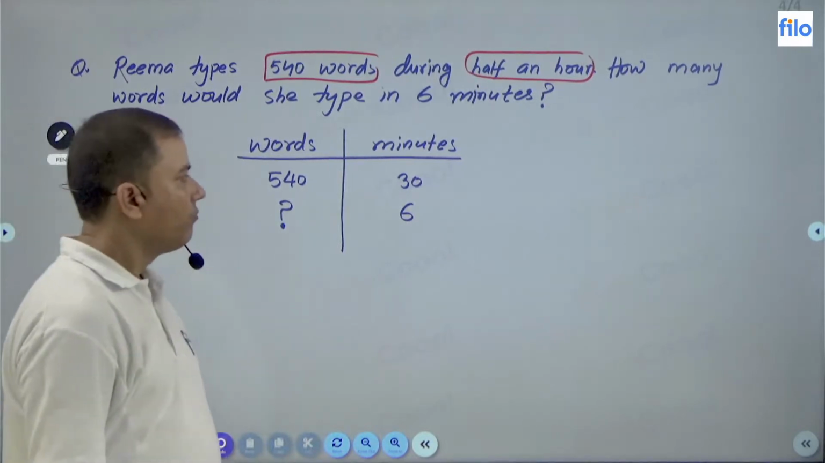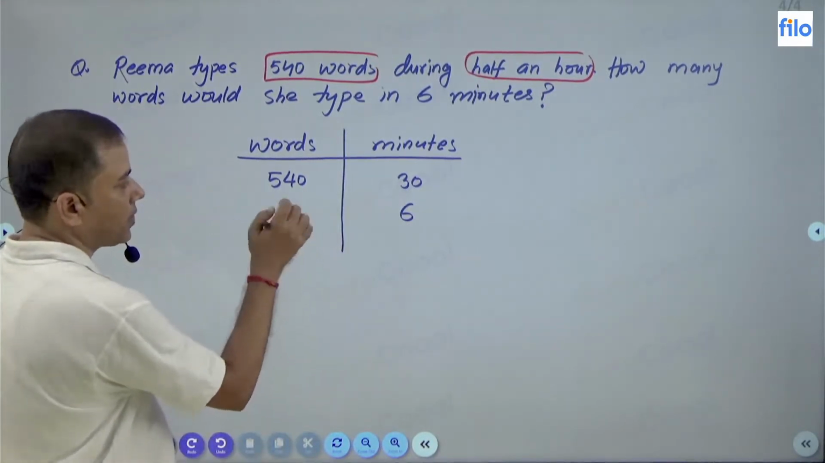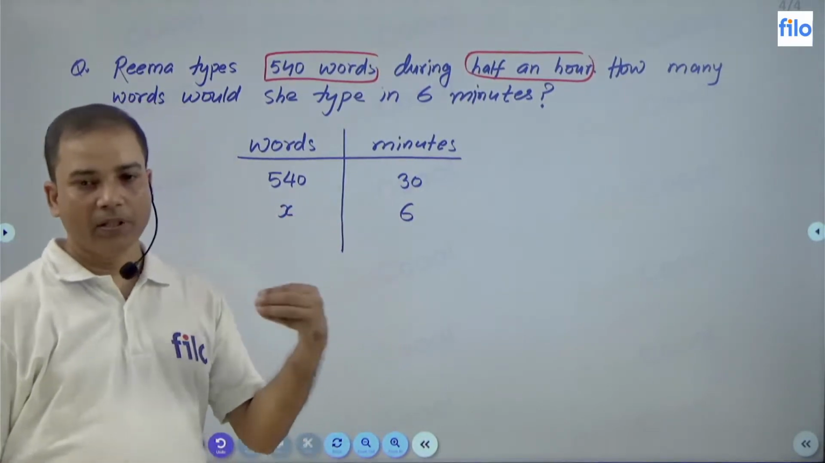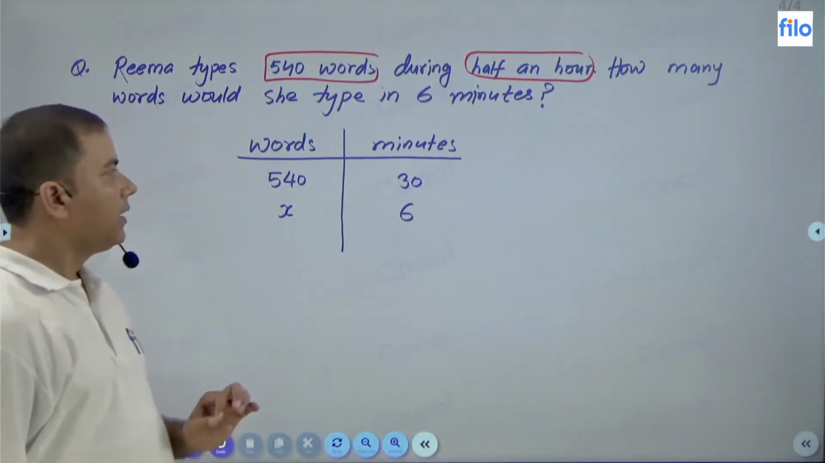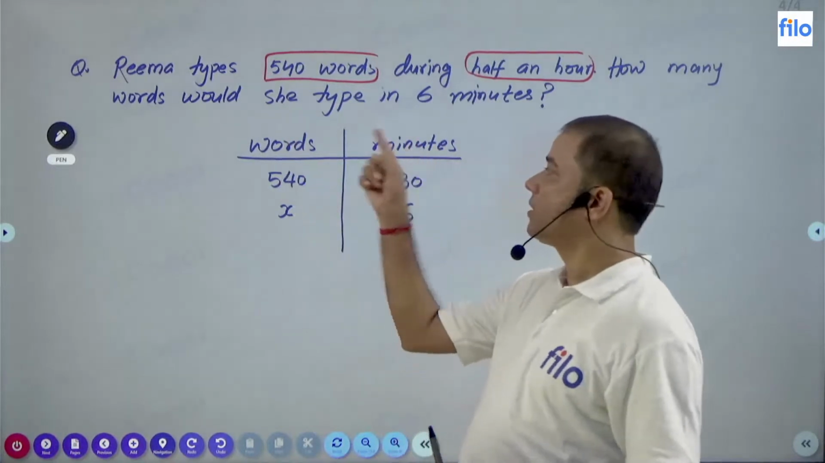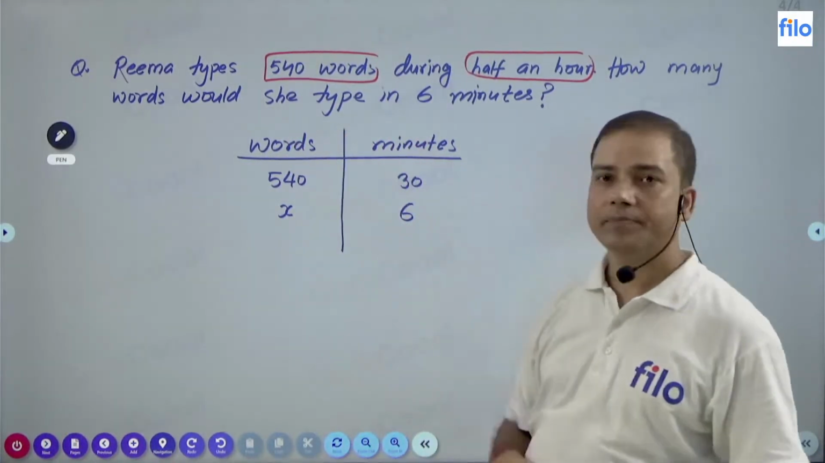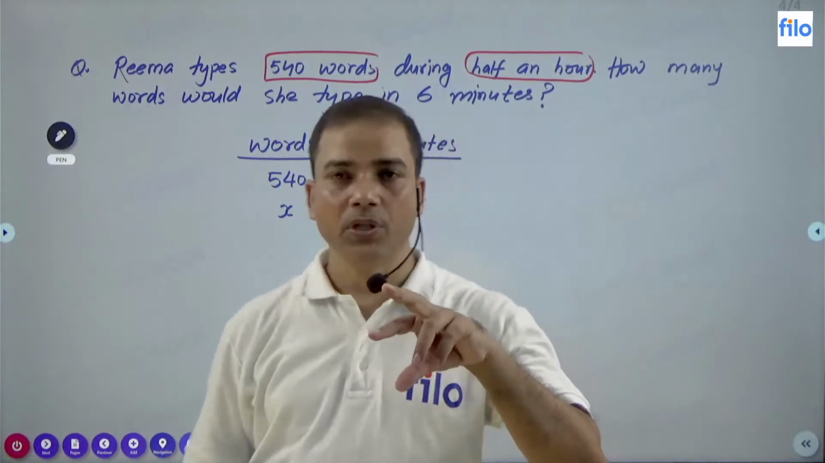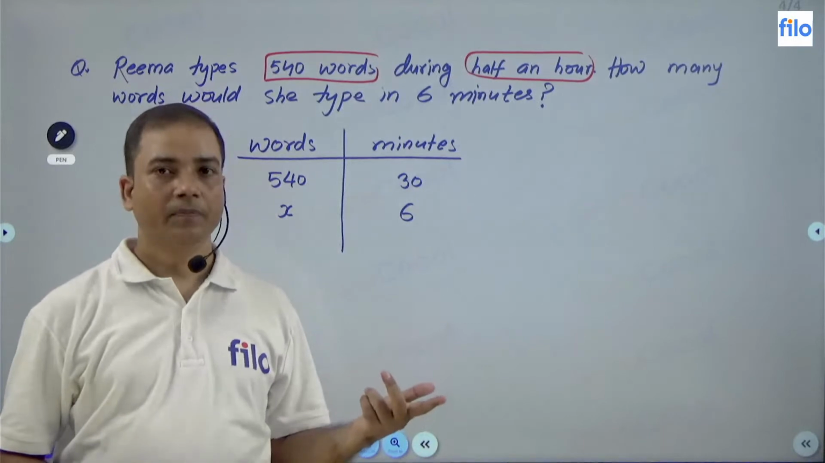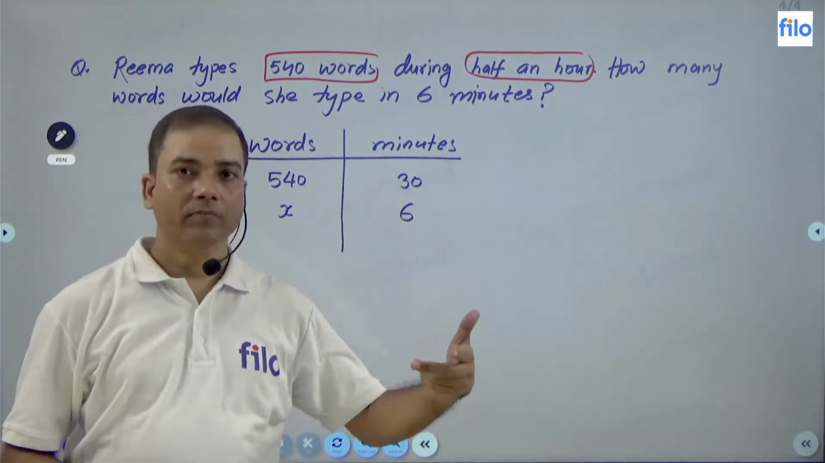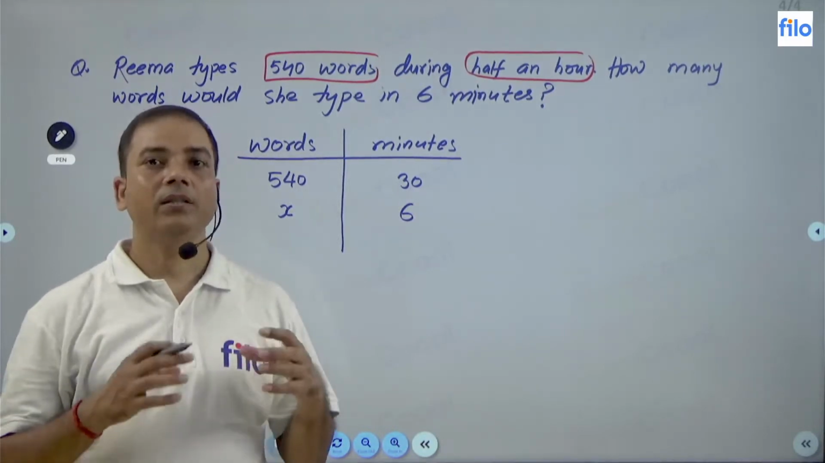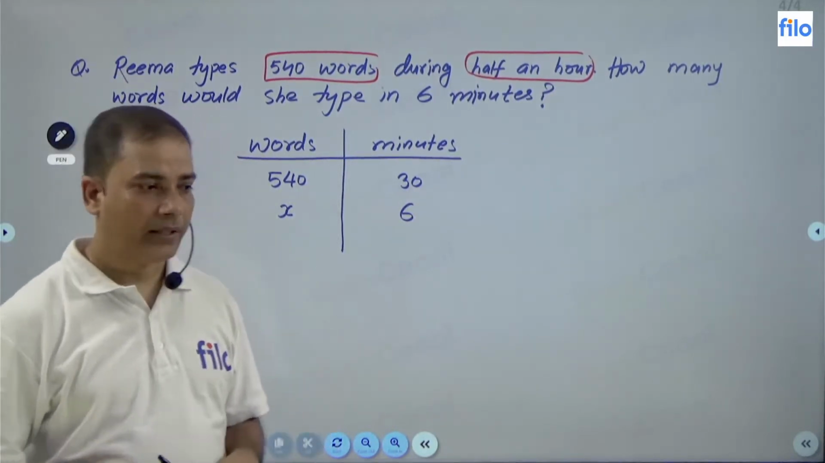Before we solve it, you can write x in place of the question mark. Wherever the things are missing, for the missing quantity, take x. Now you have to think, what is the relation between words and minutes? The two quantities, words and minutes, are they in direct proportion or inverse proportion? You have to think, because the rules are different. If you apply the opposite rule, the answer will be wrong. So first decide what is the relation between them. Think and tell me.